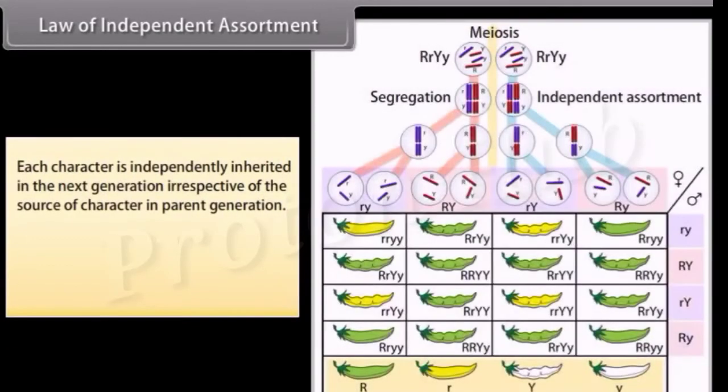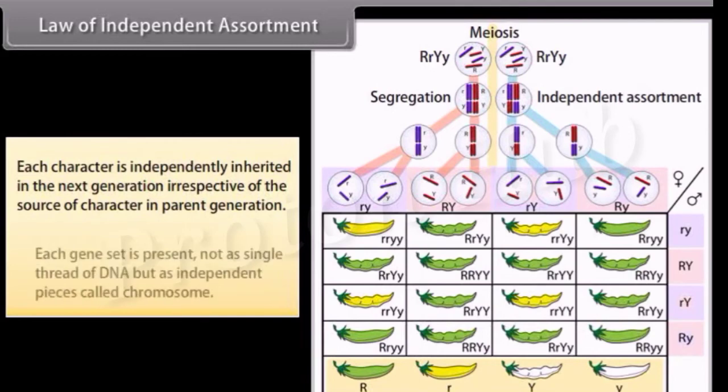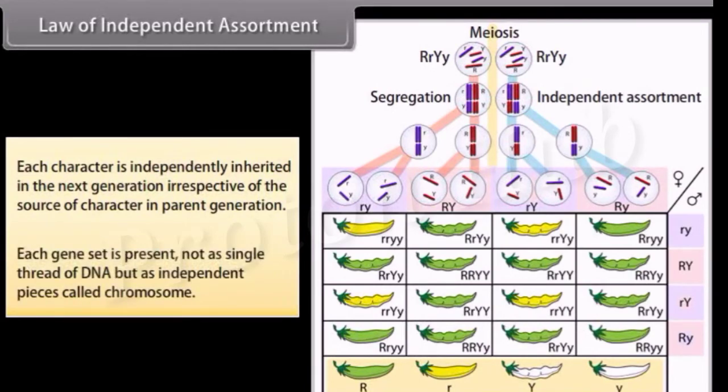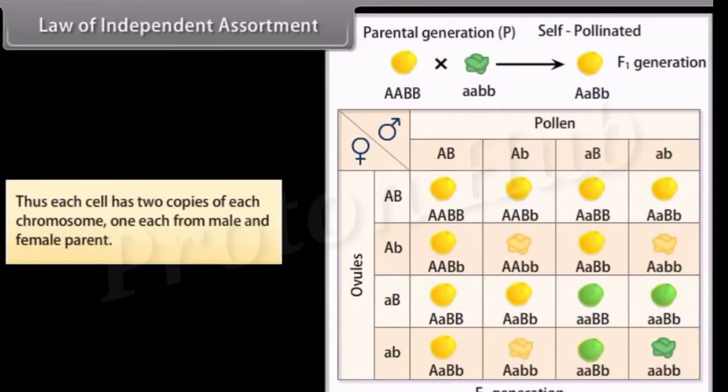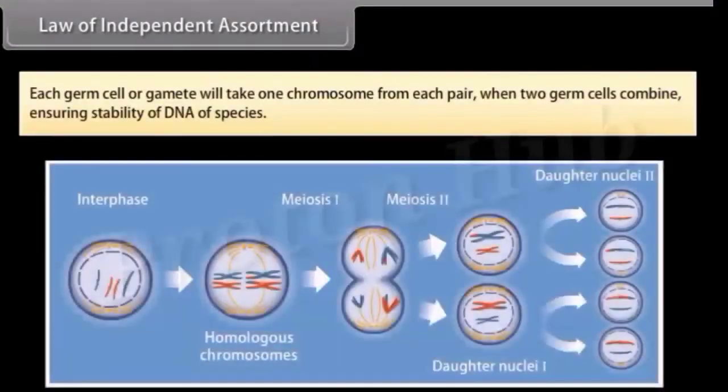Law of Independent Assortment. Each character is independently inherited in the next generation irrespective of the source of the character in the parent generation. Each gene set is present not as a single thread of DNA but as independent pieces called chromosomes. Thus each cell has two copies of each chromosome, one each from the male and female parent. Each germ cell or gamete will take one chromosome from each pair, and when two germ cells combine, this ensures stability of the DNA of the species.